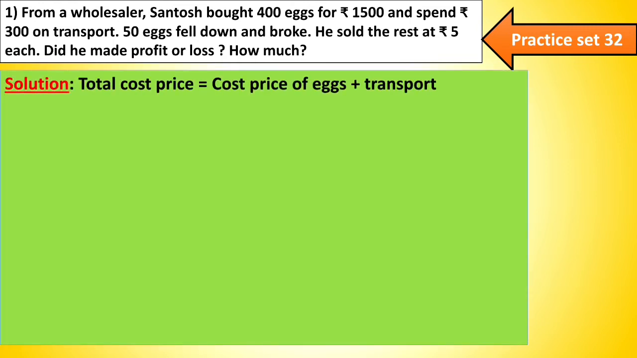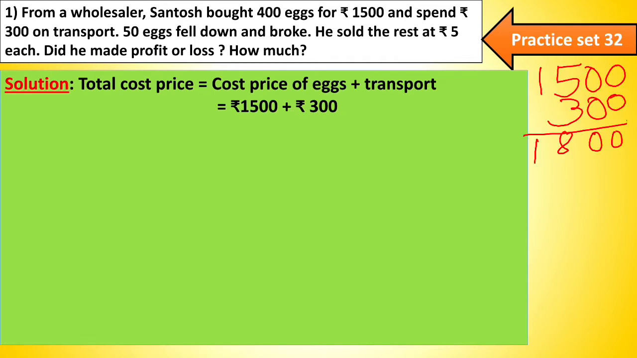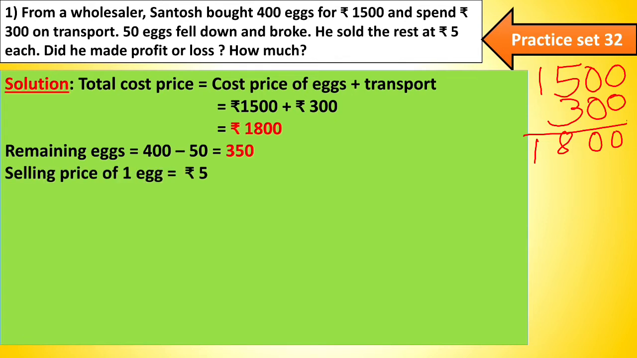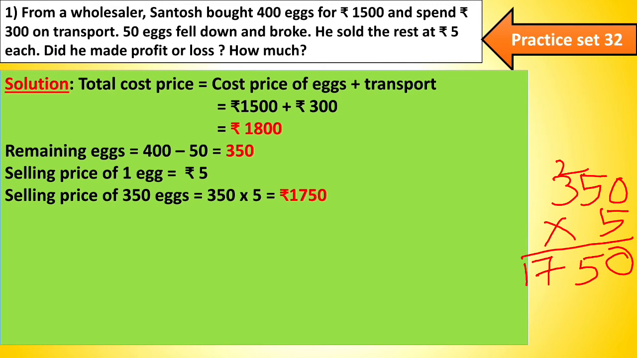Solution: the total cost price is the cost price of eggs plus transport. Egg price was given 1500 and transport was given 300. So total is 1800. Remaining eggs means out of 400, 50 eggs fell down and broke. So now how many eggs remain? 350. Selling price of one egg was given 5 rupees. Then the selling price of 350 eggs equals 350 multiplied by 5.